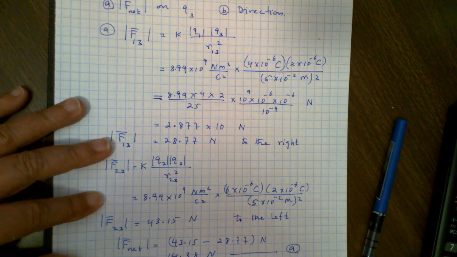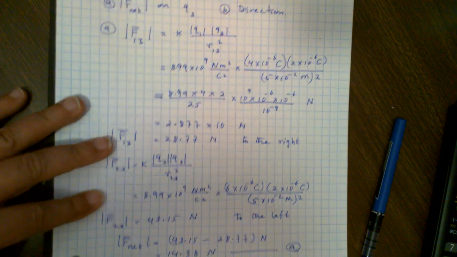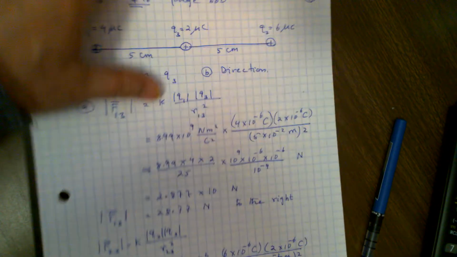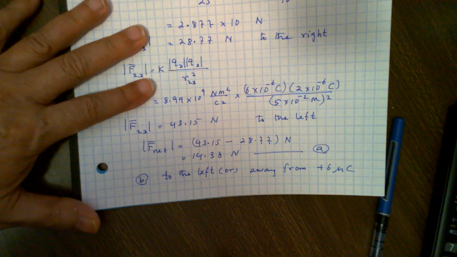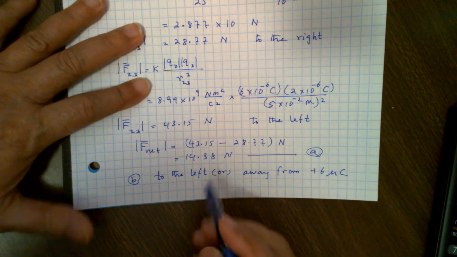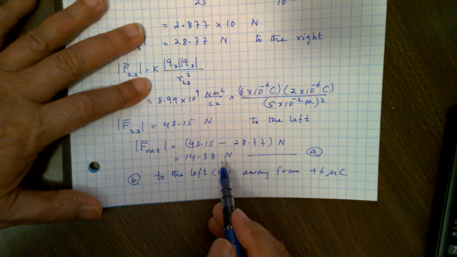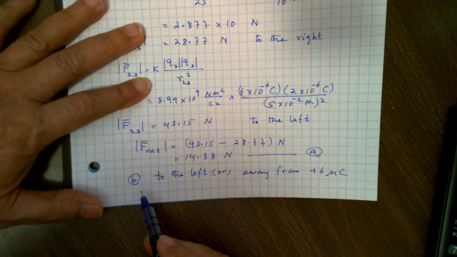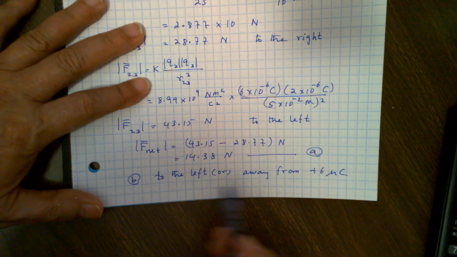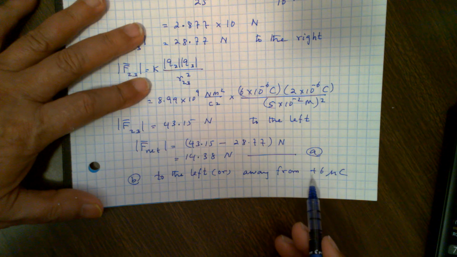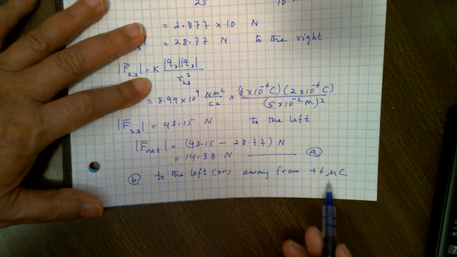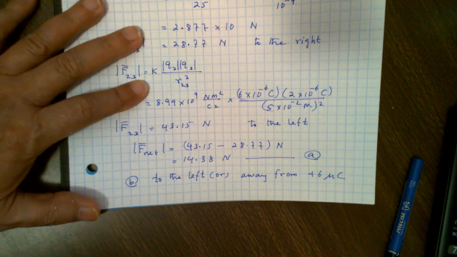Okay, so that's it. By the way, I don't think you saw what I wrote. So what I did was I subtracted that, and then I get this 14.38 newtons, and then the direction is to the left or away from the positive 6 microcoulombs. All right? Okay, thank you.